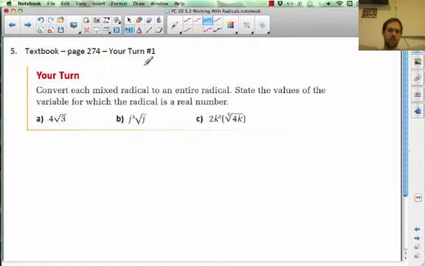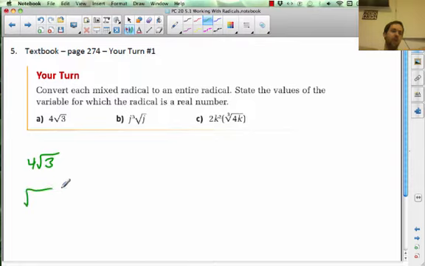Your turn, page 274, your turn number 1. Convert each mixed radical to an entire radical. So this is doing the opposite of what we did in the warm-up in part e. So this one, 4 root 3, we actually want to put the 4 under the radical sign to mix it with the root 3. Now, if it's a 4 outside of the root, that means it's already had its root taken and it ended up being 4. Anything we want to move to under the root, we have to square it so that we don't change it.